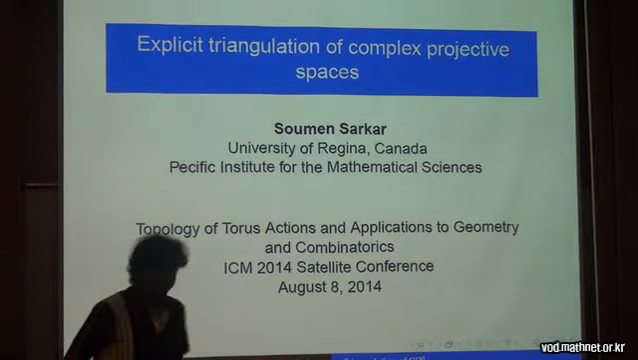So this is my result. If n is greater than or equal to 4, no explicit triangulation of CP^n was known. And I showed that there exists a triangulation of CP^n with (4^(n+1) - 1)/3 vertices for all n greater than or equal to 1. Yeah, the number of vertices is too much, but it is a very nice triangulation. So this is my result.